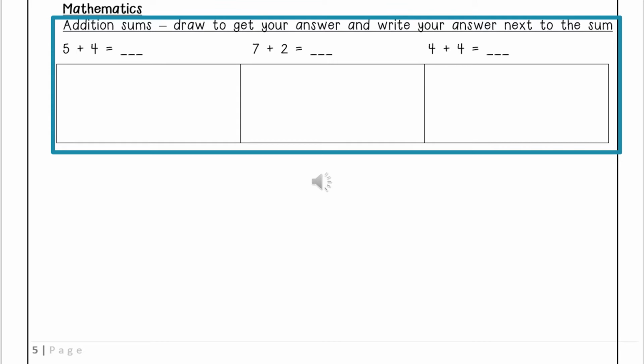Okay, boys and girls, let's turn to page 5 in our work packs. We have some math sums. Can everybody see that I have a blue rectangle on my page? Can you see that, guys? Who remembers how to do their addition problems? Let's do an example together to remind ourselves.